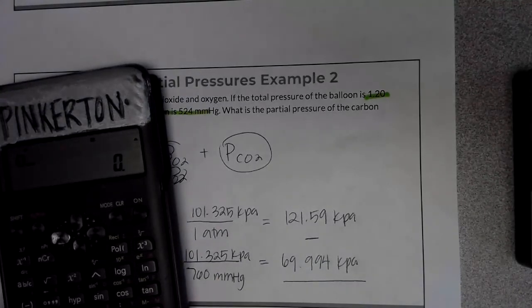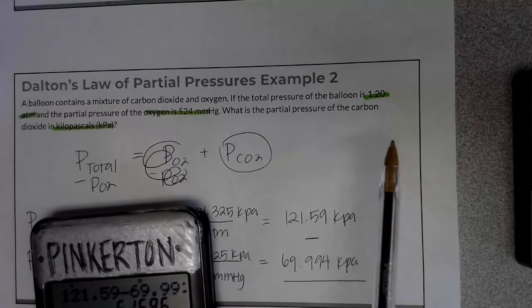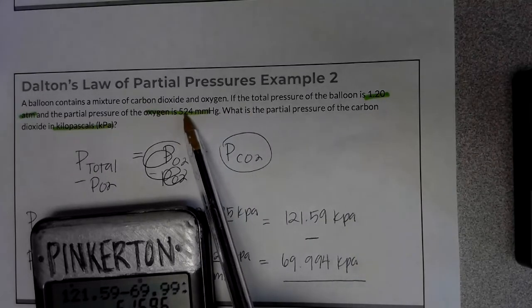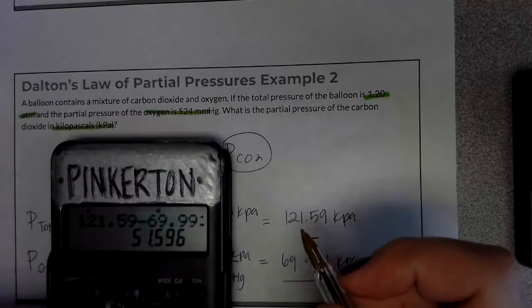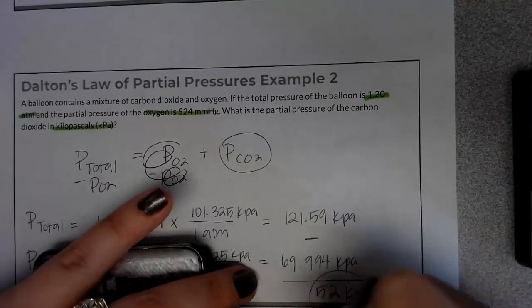Let's do 121.59 minus 69.994. All right, the rule for significant figures with addition and subtraction is the least number of decimal places. So we're going to have no decimal places. So we're going to round this to 52 kilopascals.